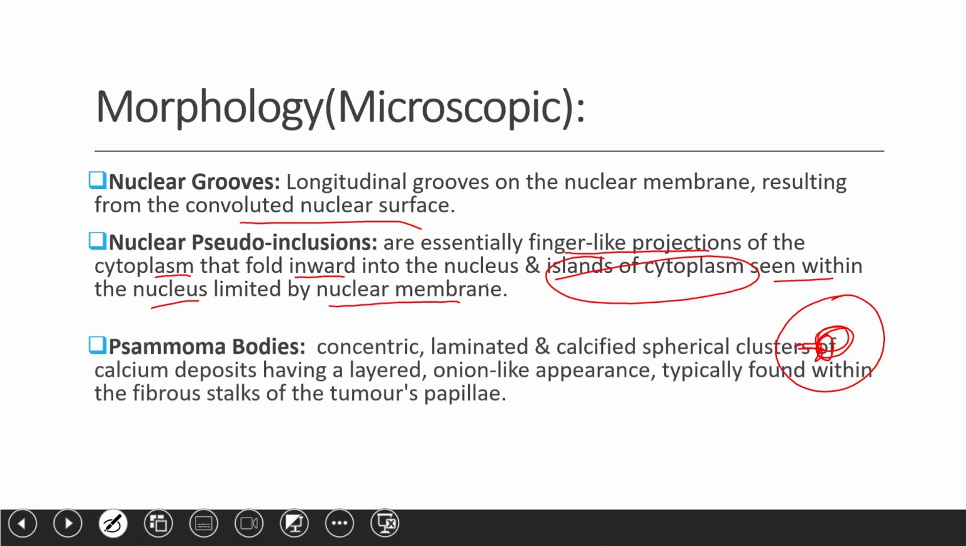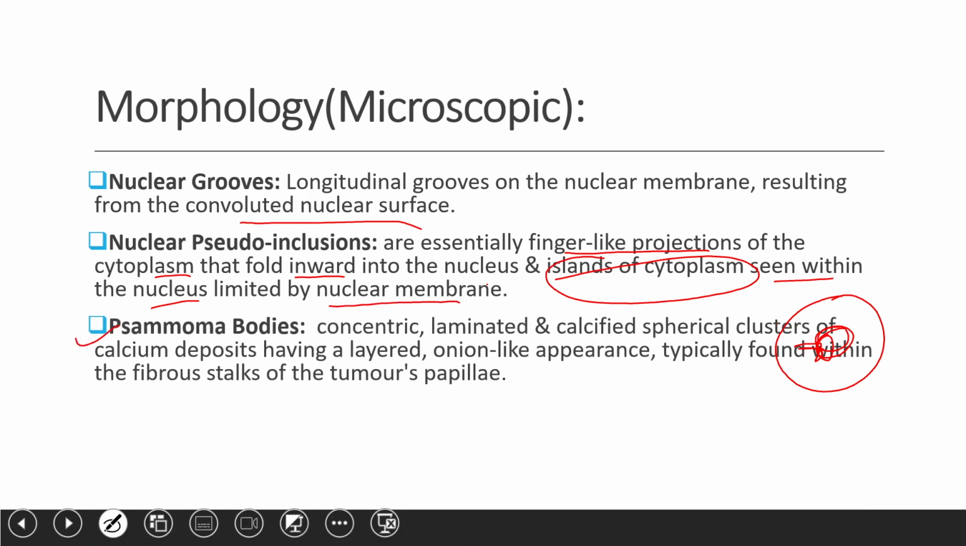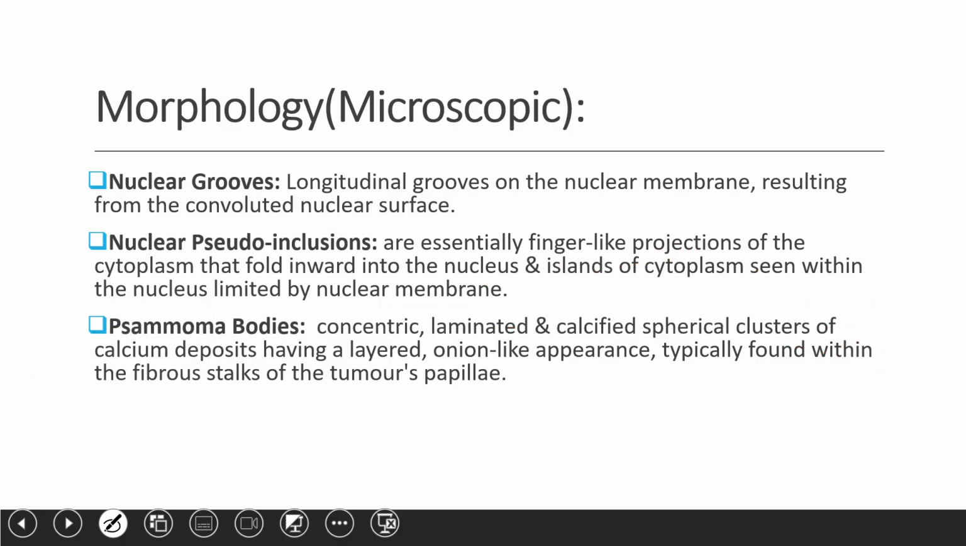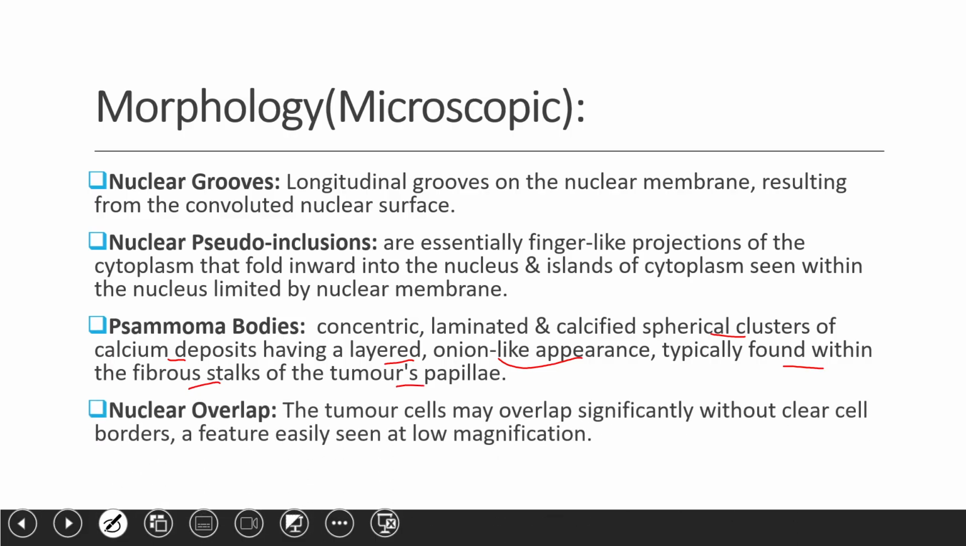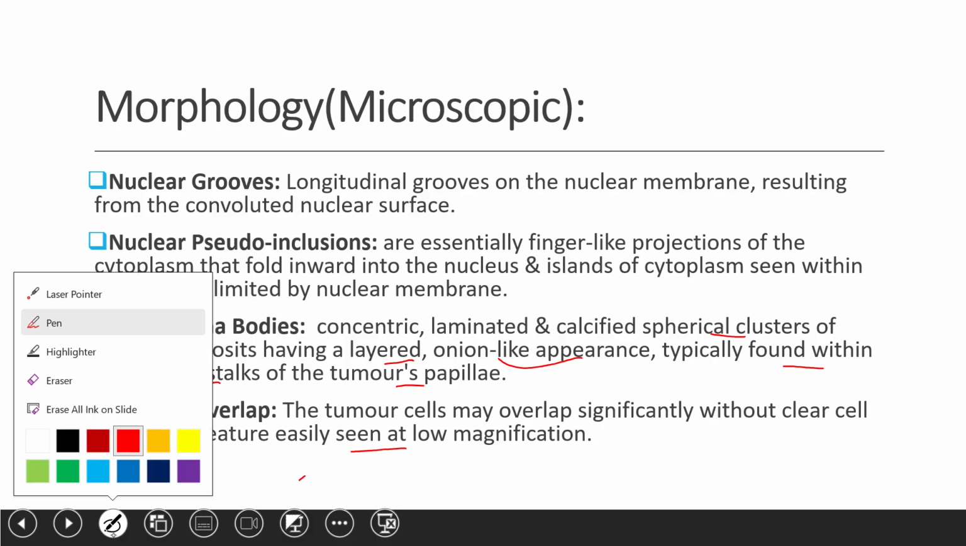by the nuclear membrane. And psammoma bodies are concentric laminated calcified spherical clusters of calcium deposit having a layered onion-like appearance, typically found within the fibrous structure of the tumor's papillae. And the nuclear overlap: the tumor cells may overlap significantly without clear borders, a feature easily seen at the lower magnification.